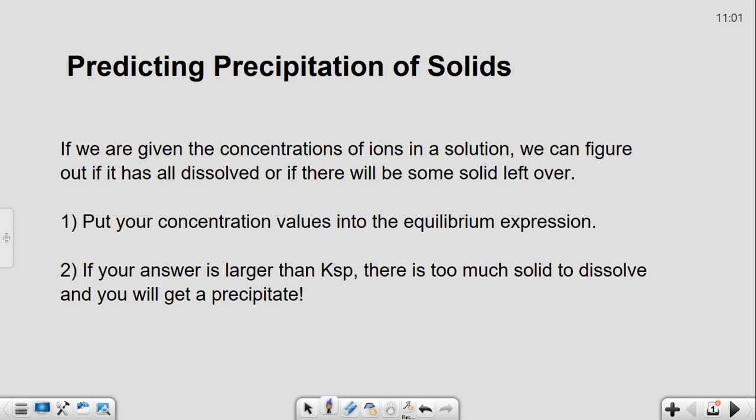Hey guys, welcome back. So this is our last section in the equilibrium unit here, and it's on predicting precipitation of solids. Pretty short one here, shouldn't be too long.